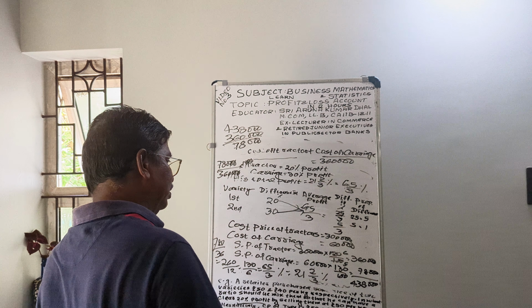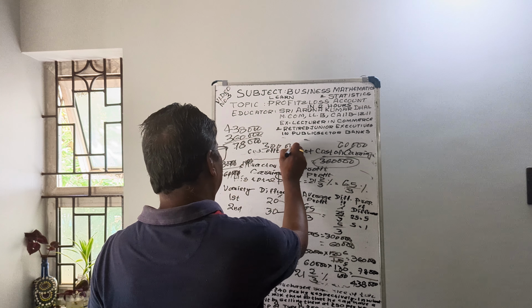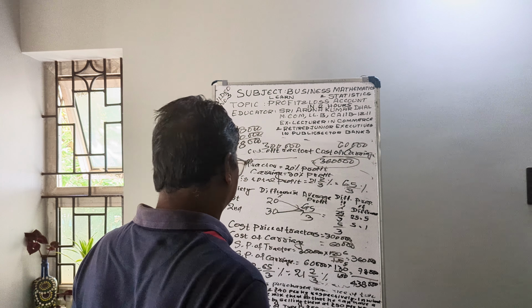So our answer is 5:1, means the total cost price is 6 shares. For 6 shares it is 3,60,000, for 1 share it is 60,000. So the cost price of carriage is 60,000, cost price of tractor is 3 lakh. That I proved. In the tractor he made a profit of 20%, in the carriage he made a profit of 30%, in total he made a profit of 65 by 3%, that is 21 2 by 3%. This we solved.